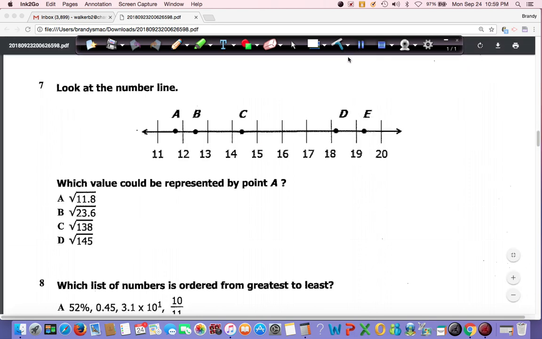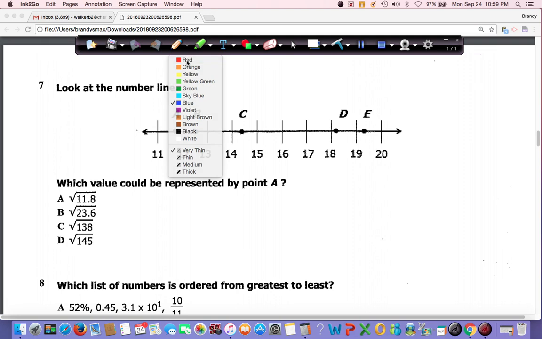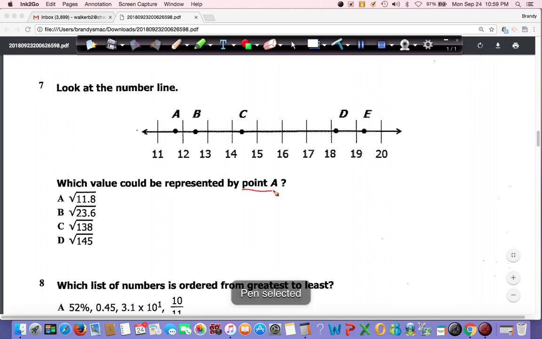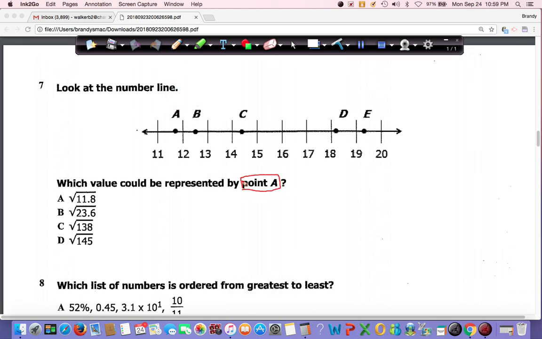Number 7, look at the number line. Which value could be represented by point A? So in a question above, they gave us a problem and we had to find the point. In this question, they're telling us what point to use. So I don't even care about these other points. I care about this guy right here. That's the only one I want to worry with.